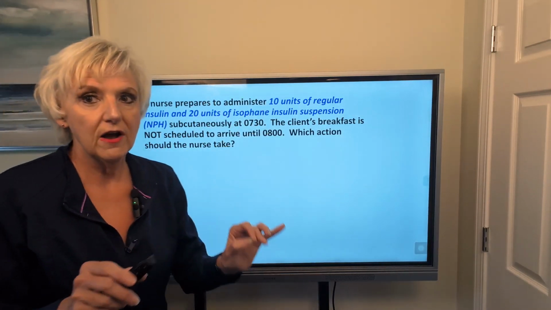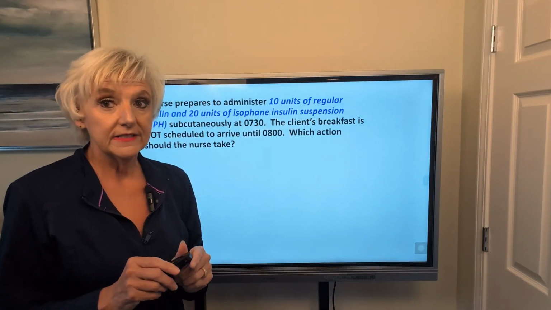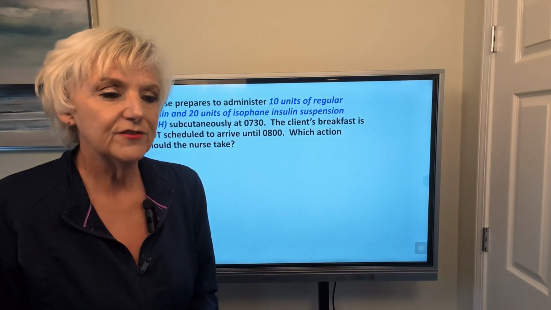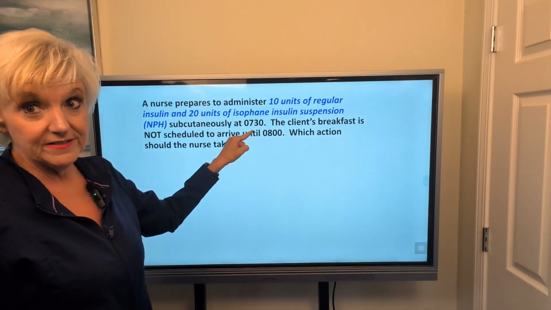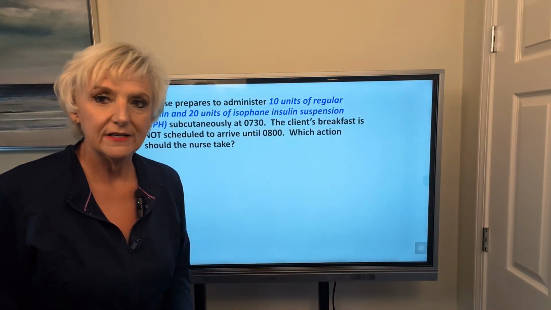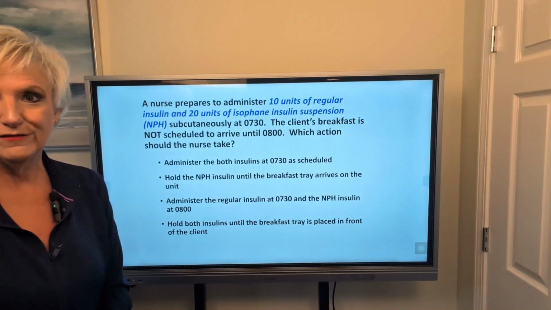Well, none of these are going to drop it real fast. None of them are rapid acting. The regular insulin is short acting, and it's going to start to work within 30 minutes. So you're going to give that injection at 7:30, and food's not coming until 8. Well, that's fine. Here's your answers. See if you can figure it out.